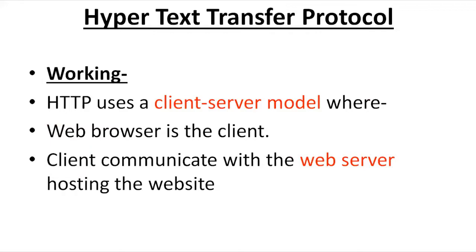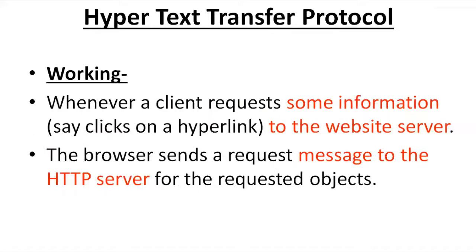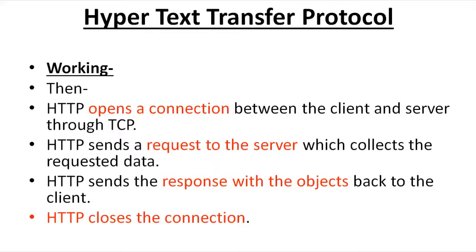HTTP uses a client-to-server model where the web browser is a client that communicates with the web server hosting the website. Whenever the client requests some information, say by clicking on a hyperlink to the website or server, the browser sends a request message to the HTTP server for the requested object. Is it clear or not? If there is a hyperlink and you click that link, it sends a request message to the HTTP server for the requested object.